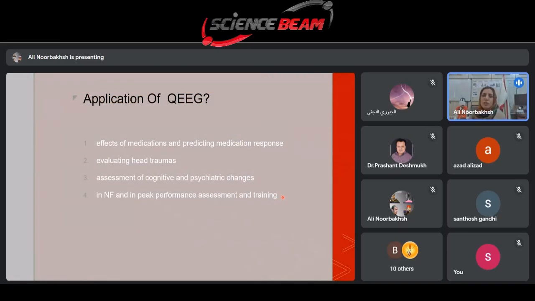Application of QEEG. The QEEG is used by those currently in professional practice for the following clinical applications: evaluating the effect of medication, which is very important, and predicting medication response, evaluating head trauma, assessment of cognitive and psychiatric change in neurofeedback, and in peak performance assessment and training, as well as others.